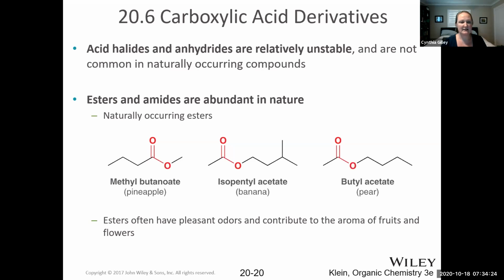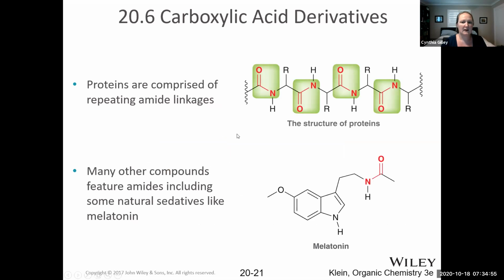Acid chlorides, or halides in general, and anhydrides are actually not very commonly found in nature because they are pretty reactive and relatively unstable. Esters and amides are the more stable of the carboxylic acid derivatives, and therefore found more commonly in nature. For example, these naturally occurring esters here can be found in different flowers and fruits, and they tend to have a very nice smell. Amides are also very common because of their stability. You can see that they are part of the backbone of the structure of proteins. In addition, you can find amides in various natural products, such as melatonin, which is used as a natural sedative.